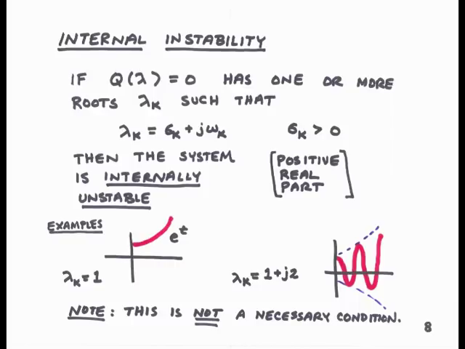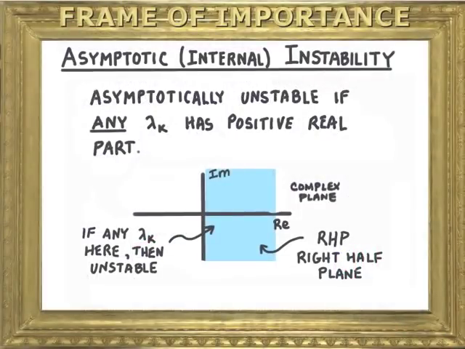Now note that I said that if the lambda k had positive real part, then we had internal instability, but not if and only if. So this is a sufficient condition, but not a necessary condition for internal instability. In other words, there is another case where we have internal instability. So here is our sufficient condition for internal instability. It is that one or more roots of the characteristic polynomial are in the right half of the complex plane.